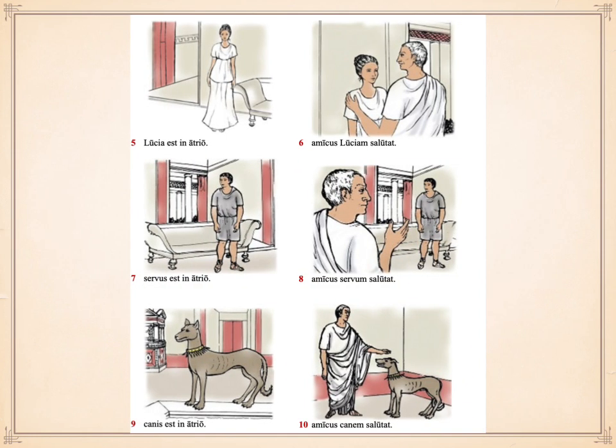Let's look at number 5 here. Again, that 5th sentence, Lucia est in atrio. We've done some like that. I'll let you do that. Amicus Luciam salutat. So I'm going to let you do that one also. Number 7, servus est in atrio. Again, we'd say the slave, est means is, the slave is in atrio. And you can translate that. You can do number 8 on your own. And I think 9 and 10 you can do on your own as well.